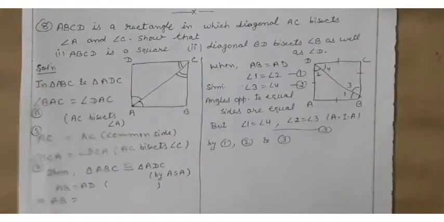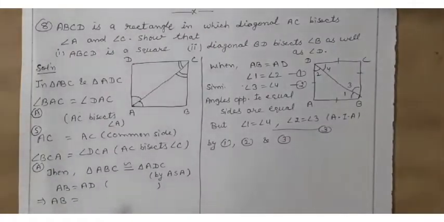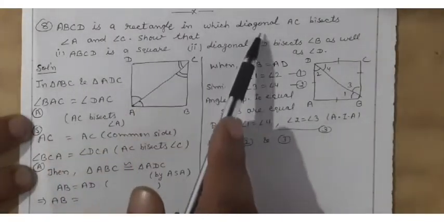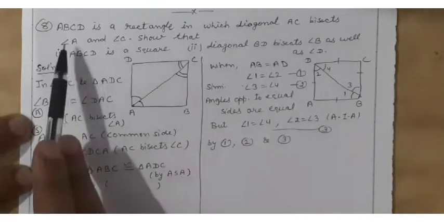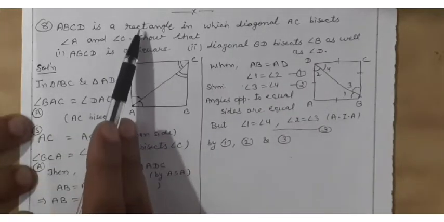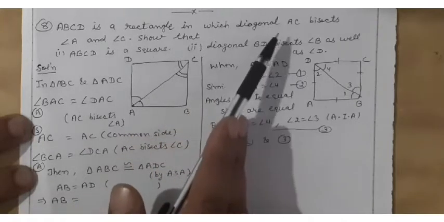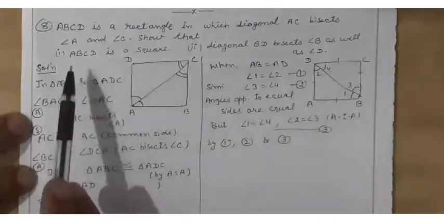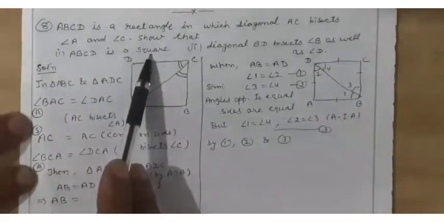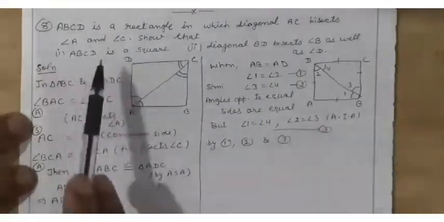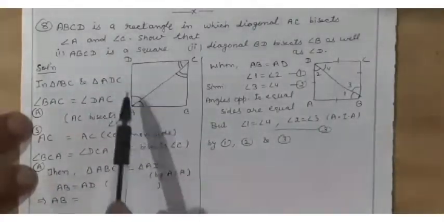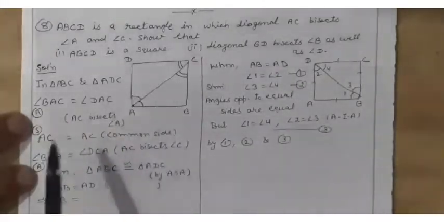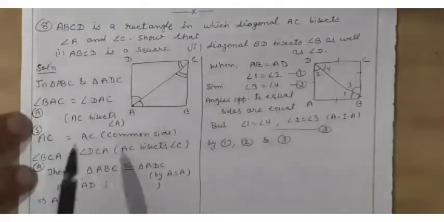Yes. Now question number 8. The 8th question is: ABCD is a rectangle in which diagonal AC bisects angle A and angle C. It is given to you. Rectangle is given to you and diagonal AC bisects angle A and angle C is given to you. So you have to show ABCD is a square. A rectangle becomes a square when all its adjacent sides are equal. We have to show only its adjacent sides are equal, then we can say it is a square.